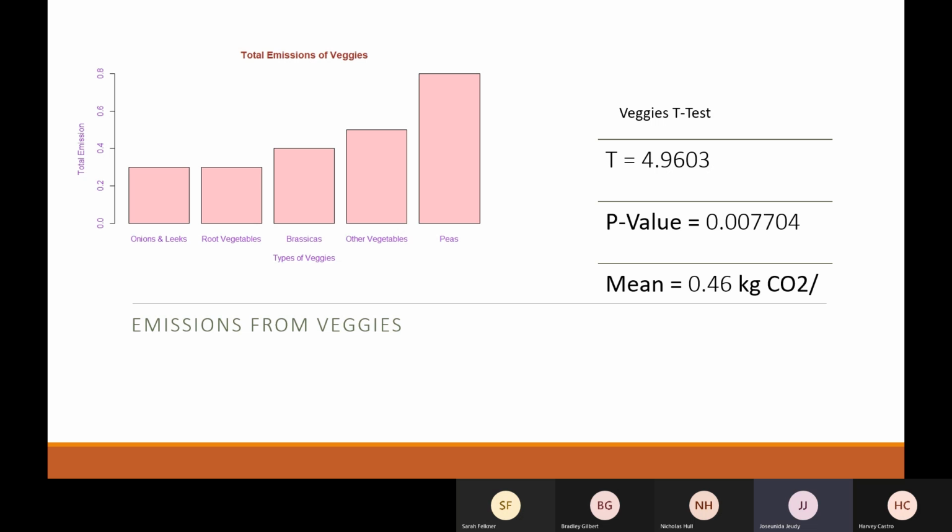Veggies are also environmentally friendly. We took a look at different types of veggies such as peas, onions, and leeks, and their average carbon emissions was about 0.46 kilograms. And from all the veggies consumed, peas have the highest emission rates of all the veggies.